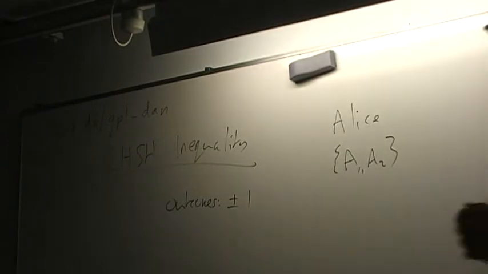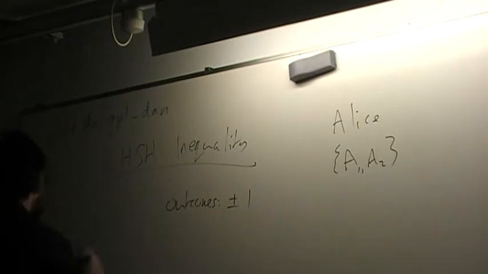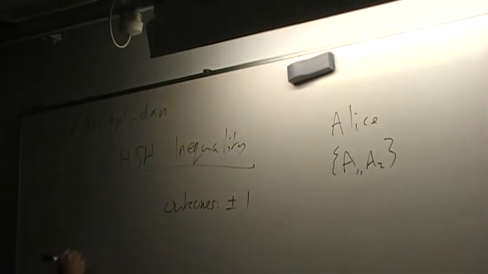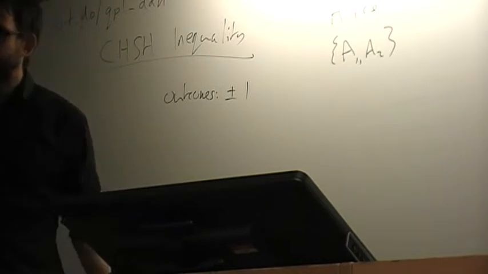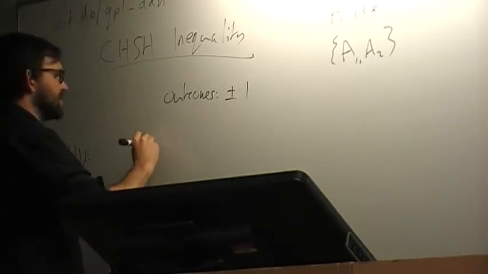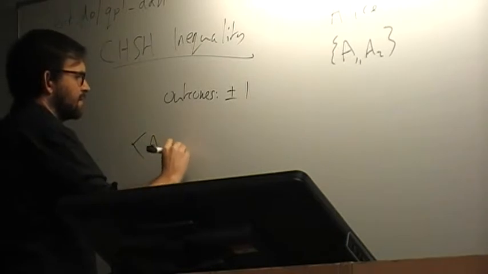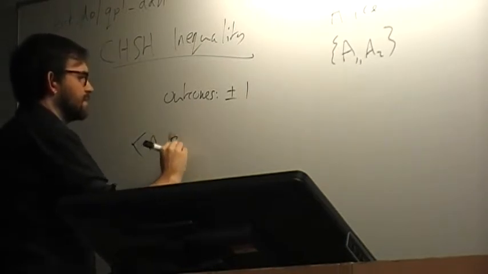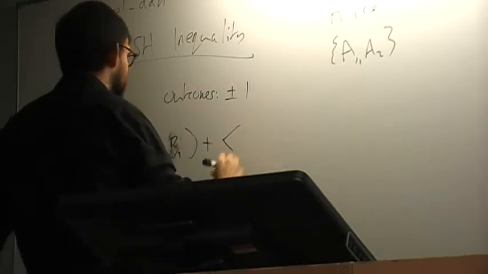And what we know is that in any local hidden variable model, the expectation value of the product of these four possible measurements they can make, the four possible combinations of these two measurements, has to satisfy a certain classic inequality, CHSH. Let's quickly write it down.